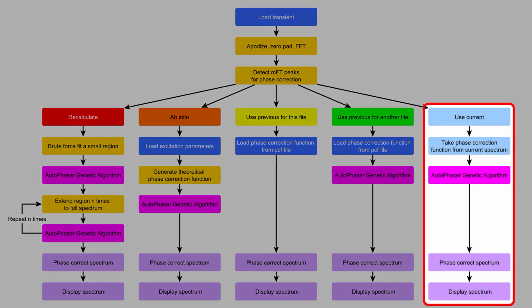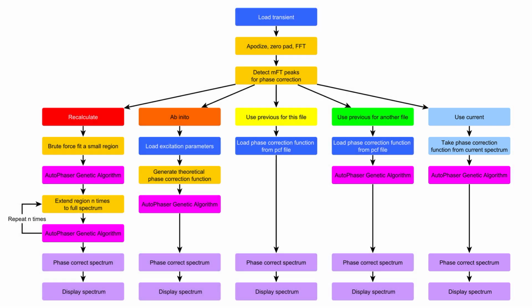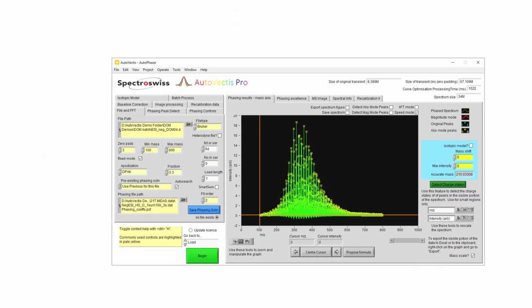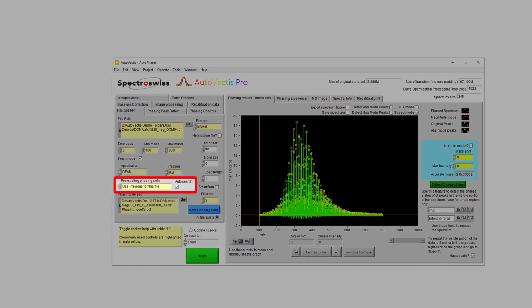Or you can use the current phase correction function, and that's the one that's still in memory from the last file you processed. And as with normal mode, in Beast Mode, nearly all of these workflows are completely automated, and all you need to do is choose which one it's going to follow. And you can select which workflow you want to use by using this drop-down box.